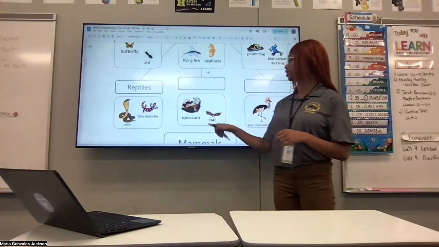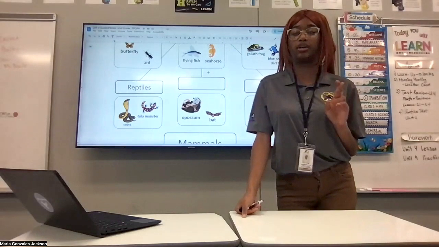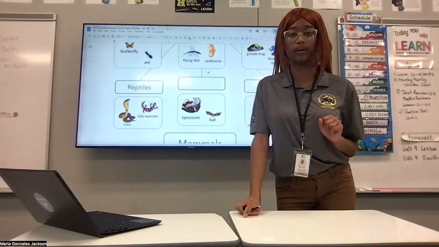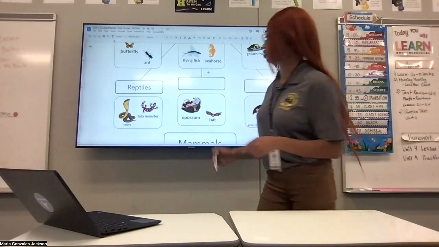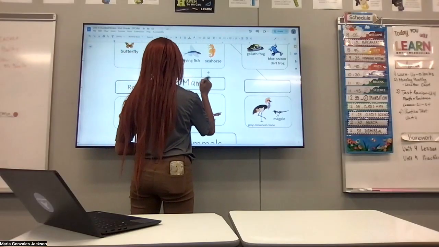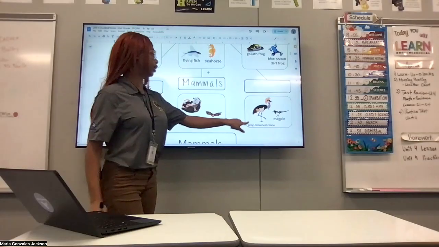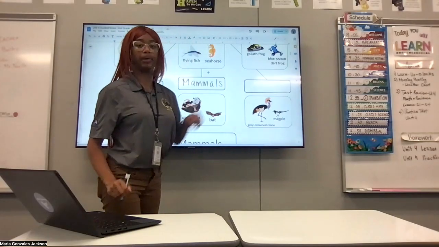Next, we have an example of an opossum and a bat. Now, what do those animals have in common? They're both what? Mammals, that's right. So go ahead and write mammals in this box. M-A-M-M-A-L-S.